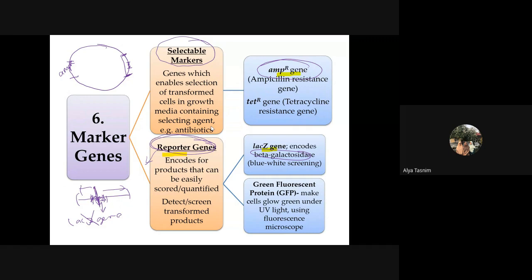Blue. Blue. Kenapa blue? Blue ke white? Awak nak bakteria yang ada non-recombinant plasmid ke? Awak nak bakteria yang ada recombinant plasmid? Recombinant. Recombinant, madam. Ambil white. You want the bacteria with the recombinant plasmid, the foreign DNA. Foreign DNA you insert dalam tengah-tengah gene yang ada lacZ gene ni.